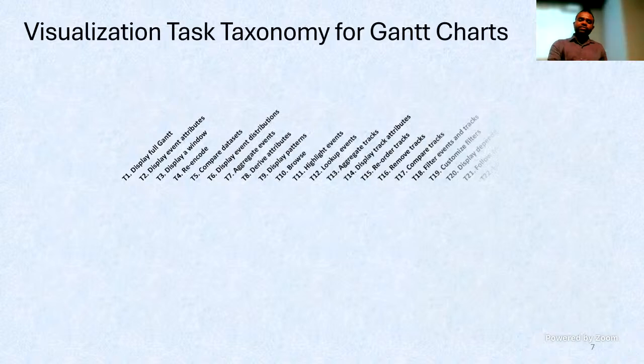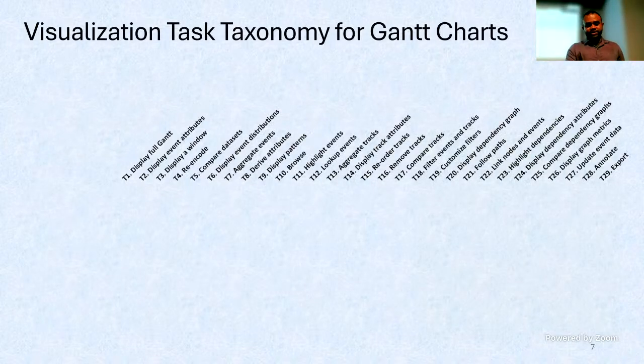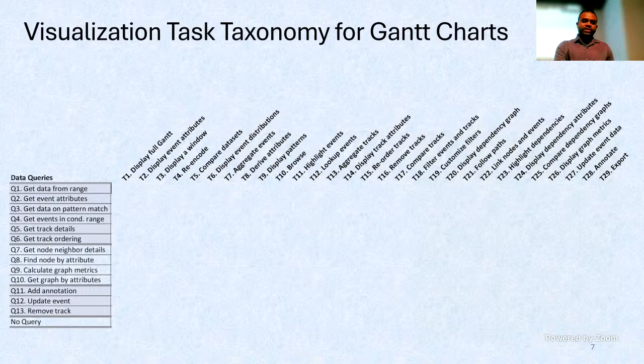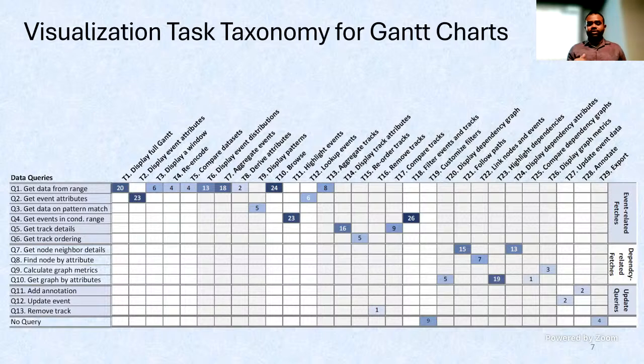Here, I list all the visualization tasks that we classified from the literature, and these are the data queries that we identified. This heat map shows the relationship between these queries and the visualization tasks. And this also shows the number of papers in which we observed these tasks. Our taxonomy helps by guiding the design of Gantt charts to effectively support visualization of a large number of events and interactions, aligning visual tasks with appropriate data management techniques. This also helps in identifying which query to implement that can support most visualization tasks.